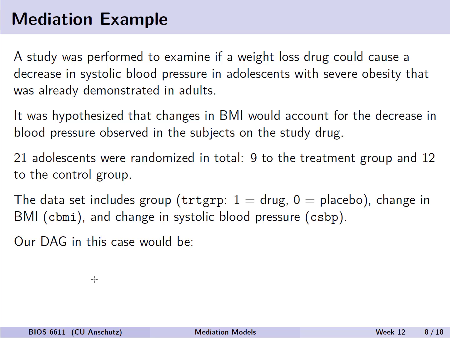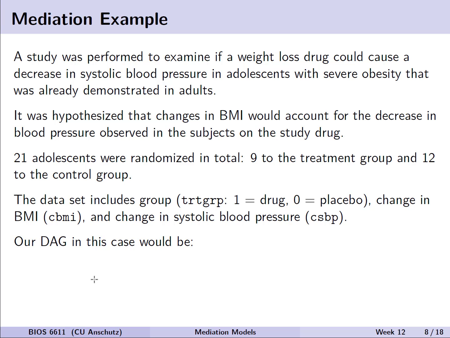So there was an interest in identifying how much of the effect might be due to the drug and how much of the effect might be due to the fact that maybe they're losing weight and their BMI is decreasing. In all, 21 adolescents were randomized, 9 to the treatment group and 12 to the control group. The data we'll be leveraging and using today includes a group indicator variable, treat group, where 1 is equal to the drug or intervention group and 0 is the placebo, a change in BMI variable, and a change in systolic blood pressure variable over the course of the study.